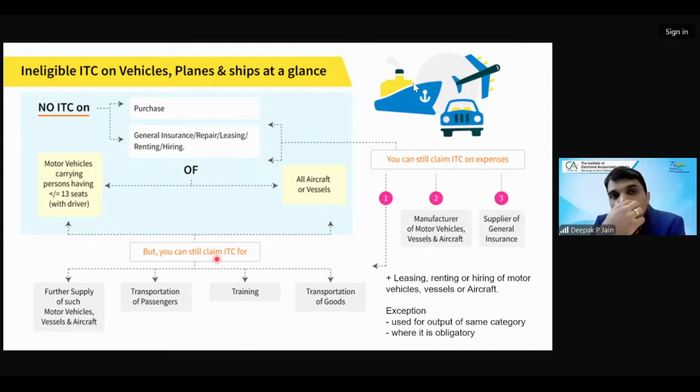Okay. So let me ask you a question. Will these airplane companies, Air India, they are buying an aircraft. Will they be able to claim the credit of the aircraft they have bought?